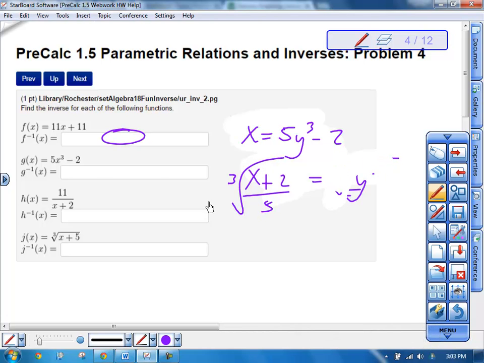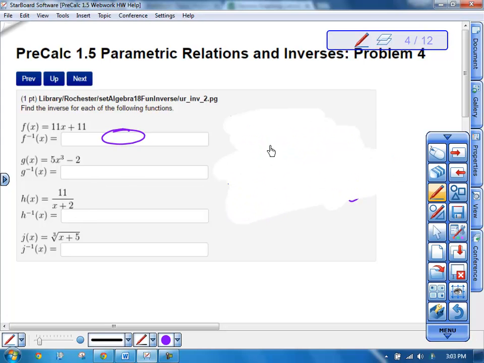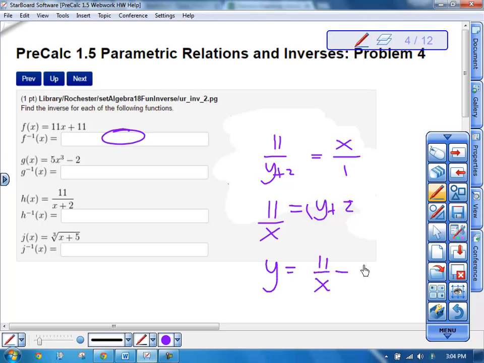So that's your inverse function for g inverse. Next one, same thing. We switch x and y. So you have 11 over y plus 2 equals x, and you solve for y. I'd cross multiply, and you get 11 equals y plus 2 times x. And then you would divide by x and subtract 2 from both sides. So you get y equals 11 over x minus 2.